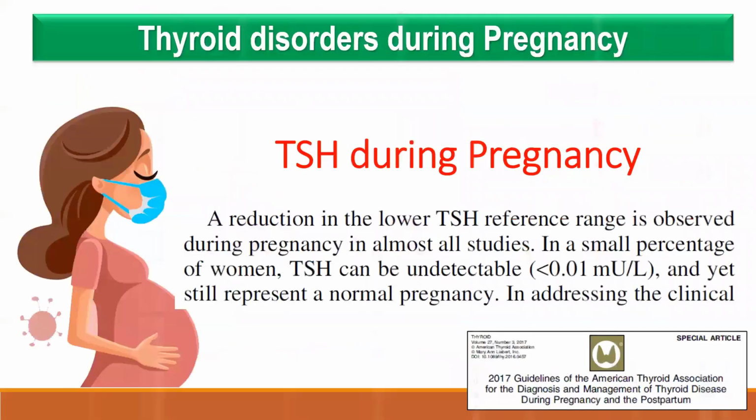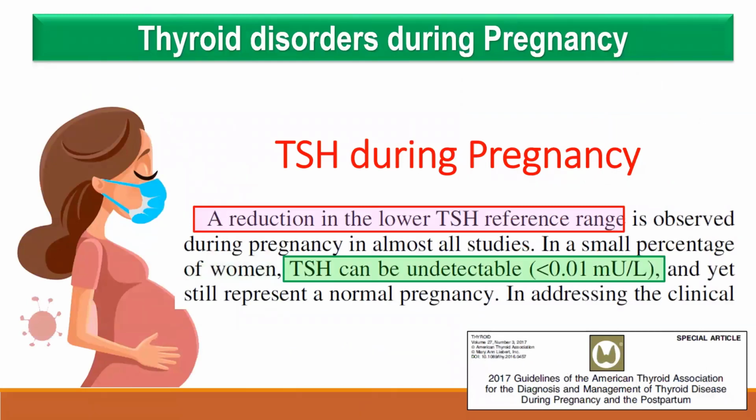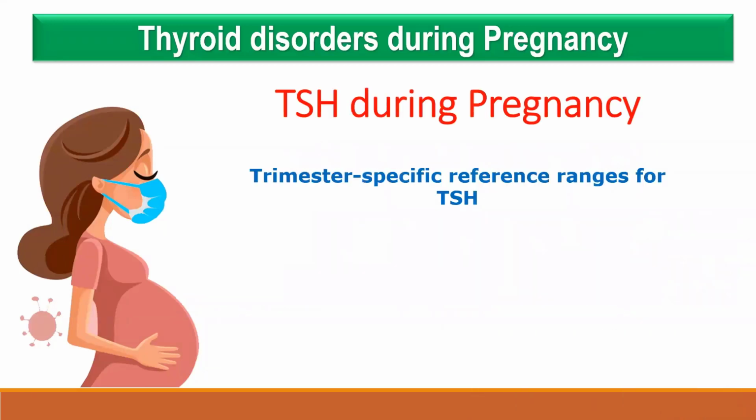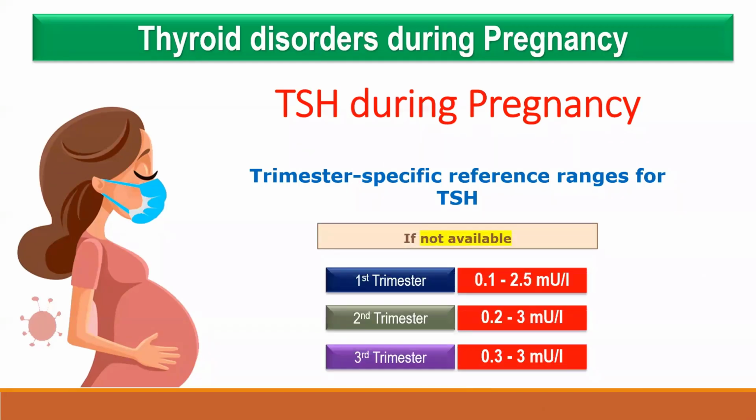And regarding thyroid disorders during pregnancy, according to all the guidelines, a reduction in the lower TSH reference range is observed during pregnancy in almost all studies. In some cases, TSH can be undetectable and yet still represent a normal pregnancy. So TSH will be lower during pregnancy than in a non-pregnant female. But why is FT4 elevated? According to the guidelines, we should use a trimester-specific reference range.